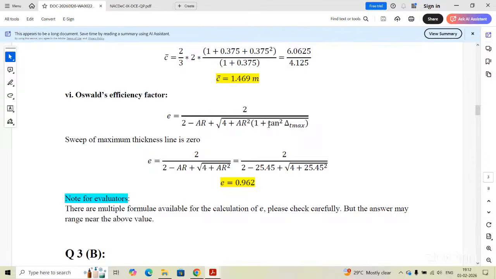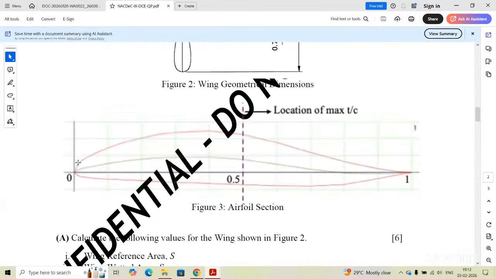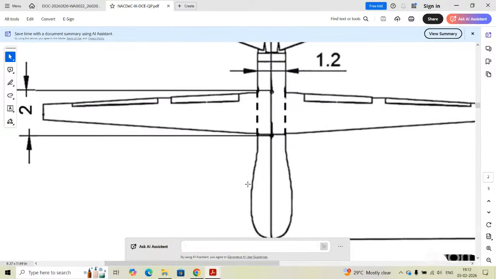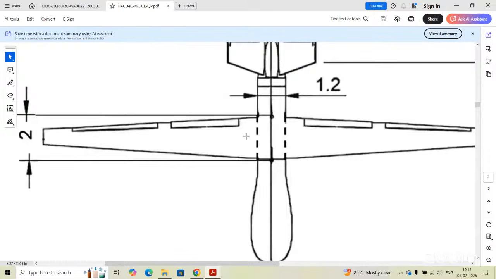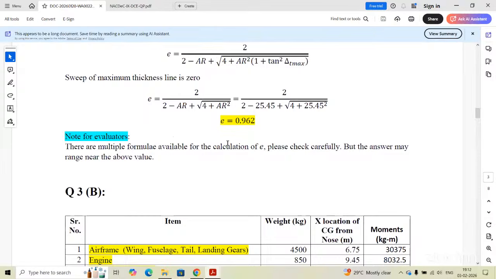Here is a catch. If any one of you have used this formula, we require the sweep of the maximum thickness line. So we have to go back again to the geometry provided in the question paper. This is the geometry of the airfoil, which is giving the maximum thickness at the midpoint. And we can see from the top view that the mid chord is straight. If we see this wing planform, the mid chord will be straight, giving the zero sweep angle. So if we put that angle in this formula, we will get Oswald efficiency factor as 0.962.